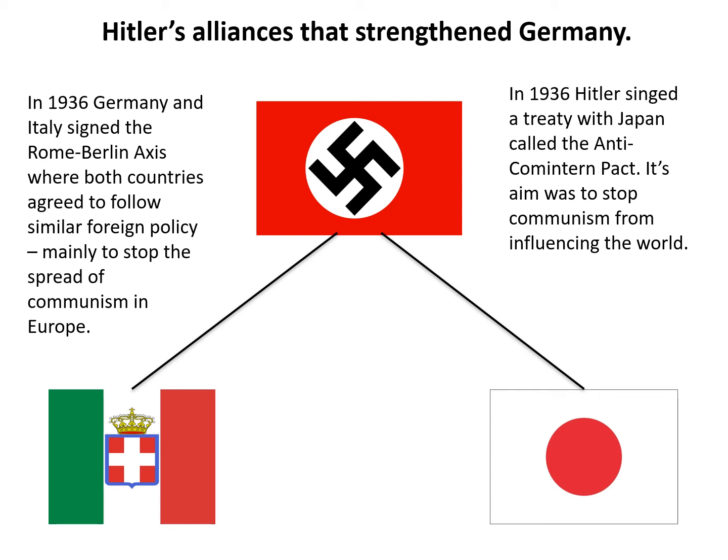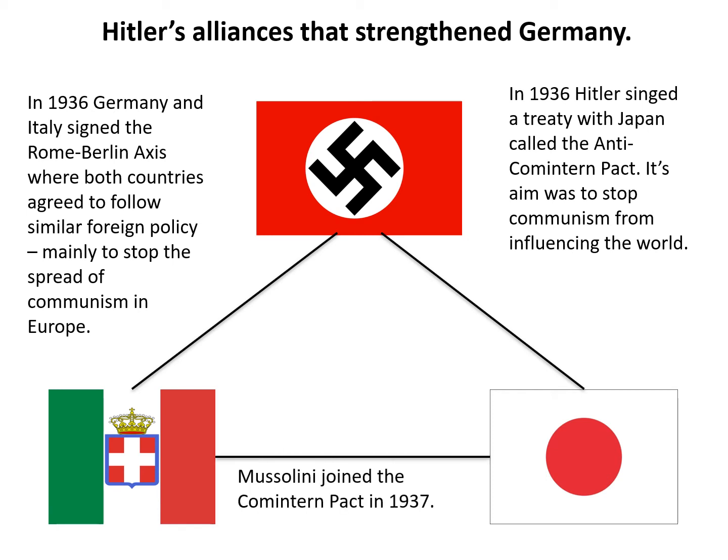So Anti-Comintern, which is the first box, who signed it? Japan and Germany. What is the aim? To stop communism from spreading. Mussolini also signs the pact in 1937.